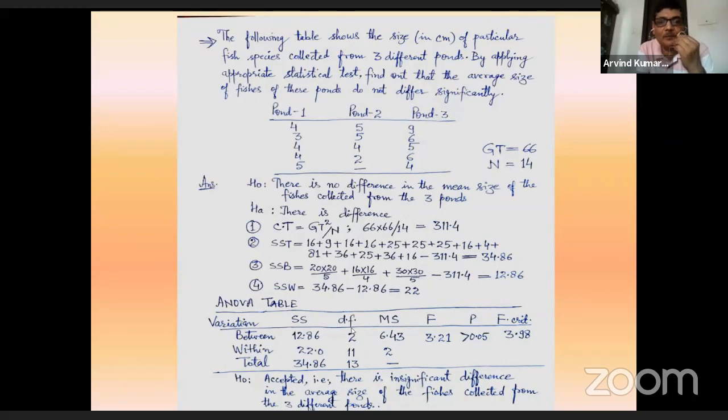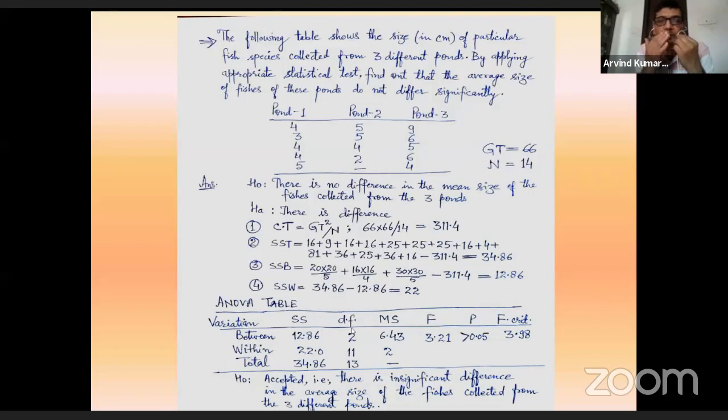And the F value will be obtained by dividing the MSB, that is 6.4, by the MSW, 2. So 6.4 divided by 2 gives 3.21. And the table value is 3.98. I just told you that at 2 and 11 degrees of freedom, the table value will be 3.98. So we are observing that this F critical or table value 3.98 is more than the calculated value. And if it is more than the calculated value, then we will accept the hypothesis.